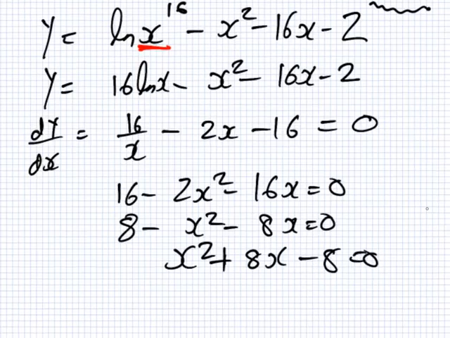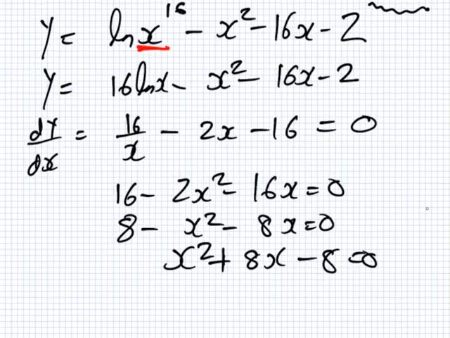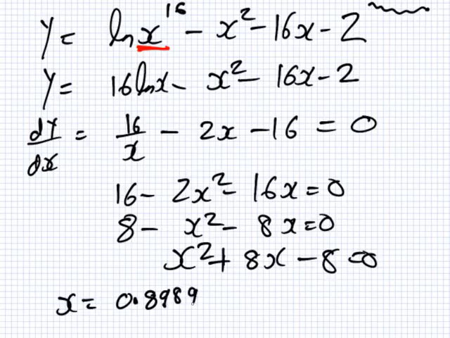Now this has two ugly answers. Very ugly. This is 0.89 and minus 8.89. So the first one is 0.89898, and then the second one is minus 8.89898. And we can put these in to get the y values.